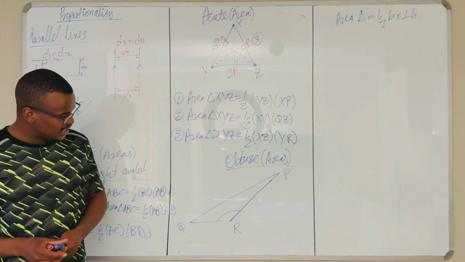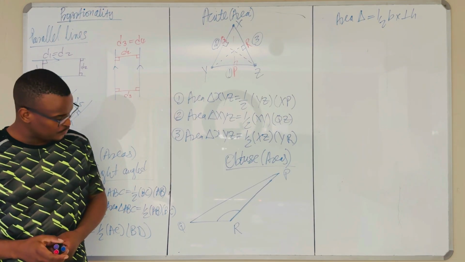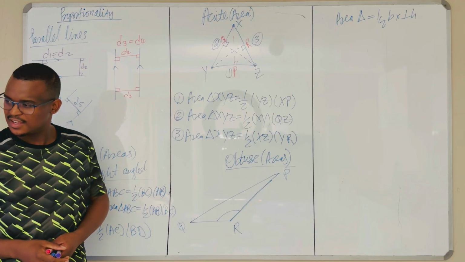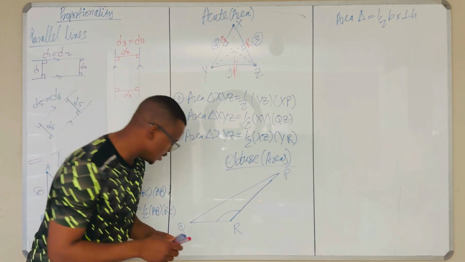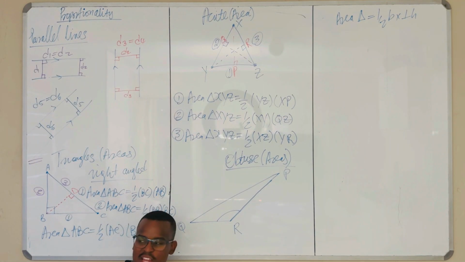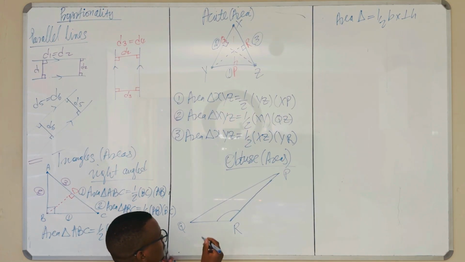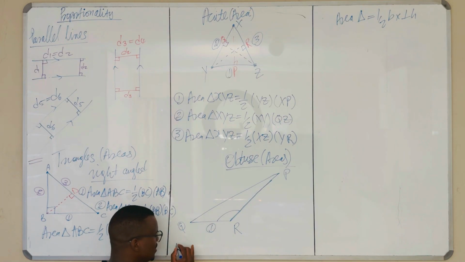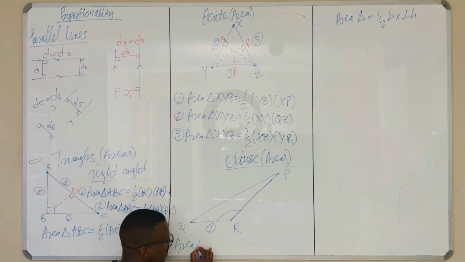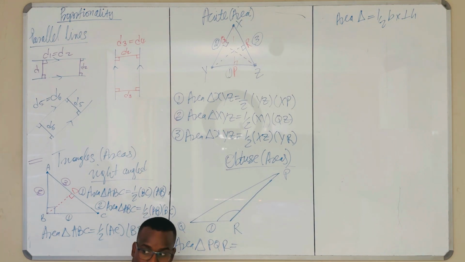So if you're looking at it, you wanted to calculate the area. Which side would you say is your base here? That's QR. So here's QR. QR is an easier base to identify. Yes. So let me write it as 1. So if you want the area of triangle PQR, it will be half base times perpendicular height, right?